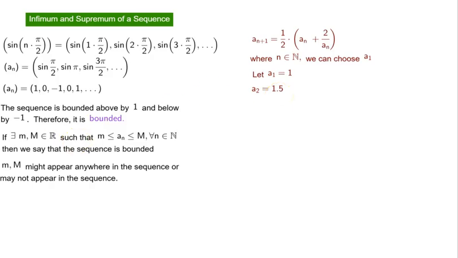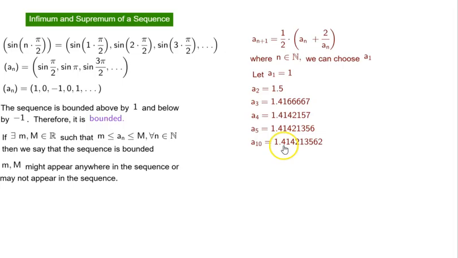Similarly, if we keep on identifying the next term, we get A sub 3 is equal to 1.41666667. A sub 4 is 1.41425157. A5 is 1.41421356. A sub 10 is equal to 1.4142135662. Do you realize what is happening here?